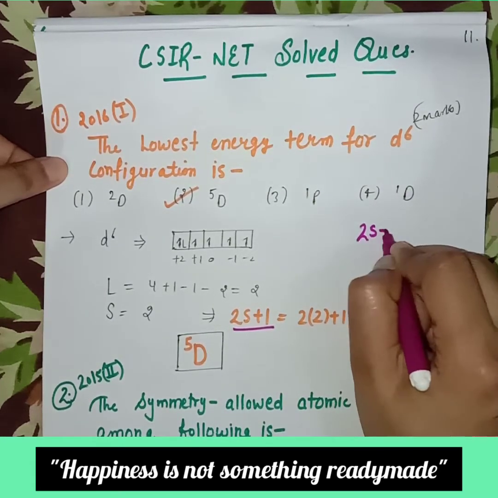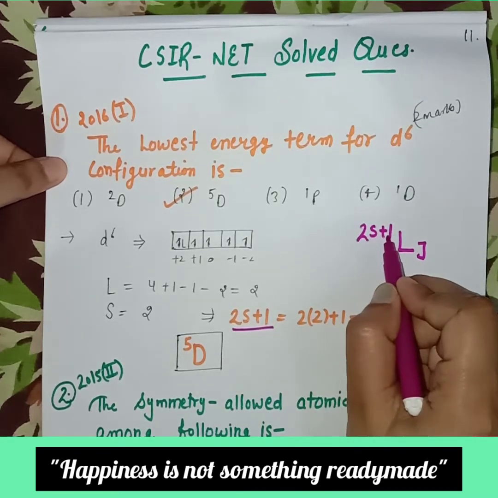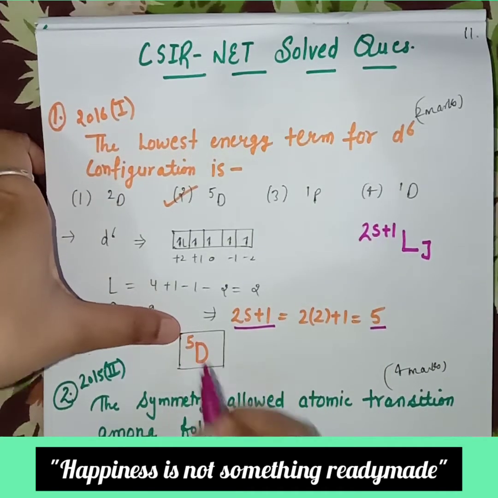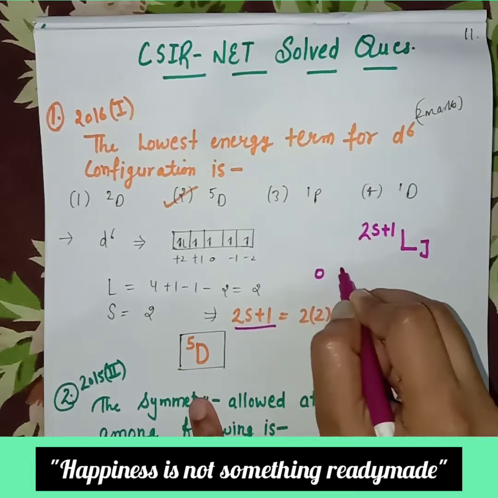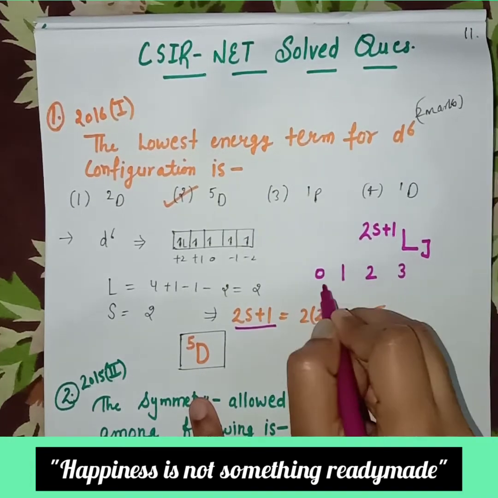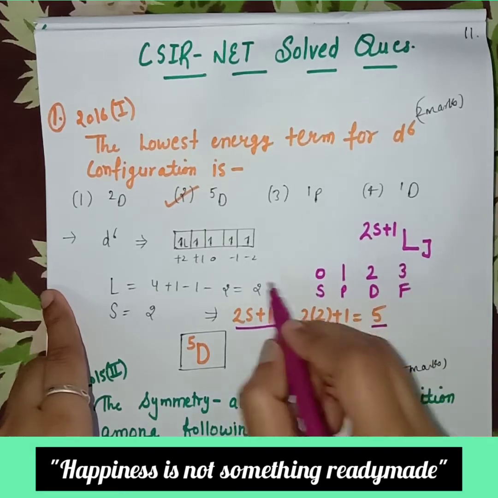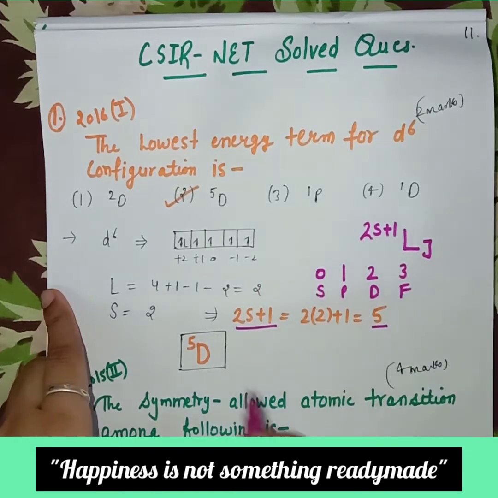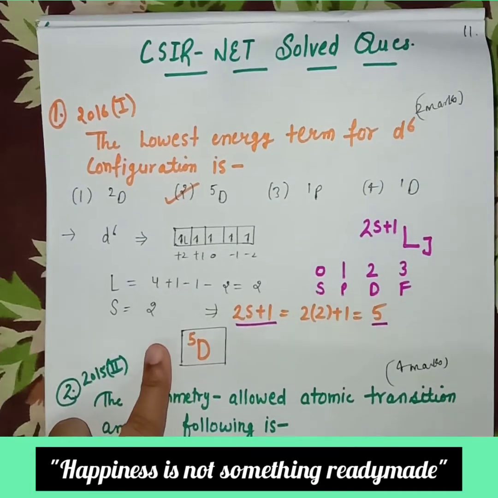So we know term symbol we write in this way. 2S plus 1 is spin multiplicity, which is 5, so write it here above. And for L we know for 0, 1, 2, 3 the value of orbital is s, p, d, f. Here we have 2, so orbital is d. So its lowest energy term is 5D.